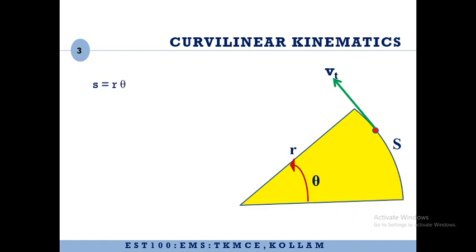The distance along the curve S can be written as S equals r theta, where r is the radius of the curve and theta is the angular displacement. The tangential velocity Vt can be written as ds by dt. If you substitute S equal to r theta, you will get r d theta by dt, and you know that d theta by dt, which is the rate of change of angular displacement, is the angular velocity. Angular velocity is represented by omega. Therefore tangential velocity becomes Vt equals r omega, where omega is the angular velocity.